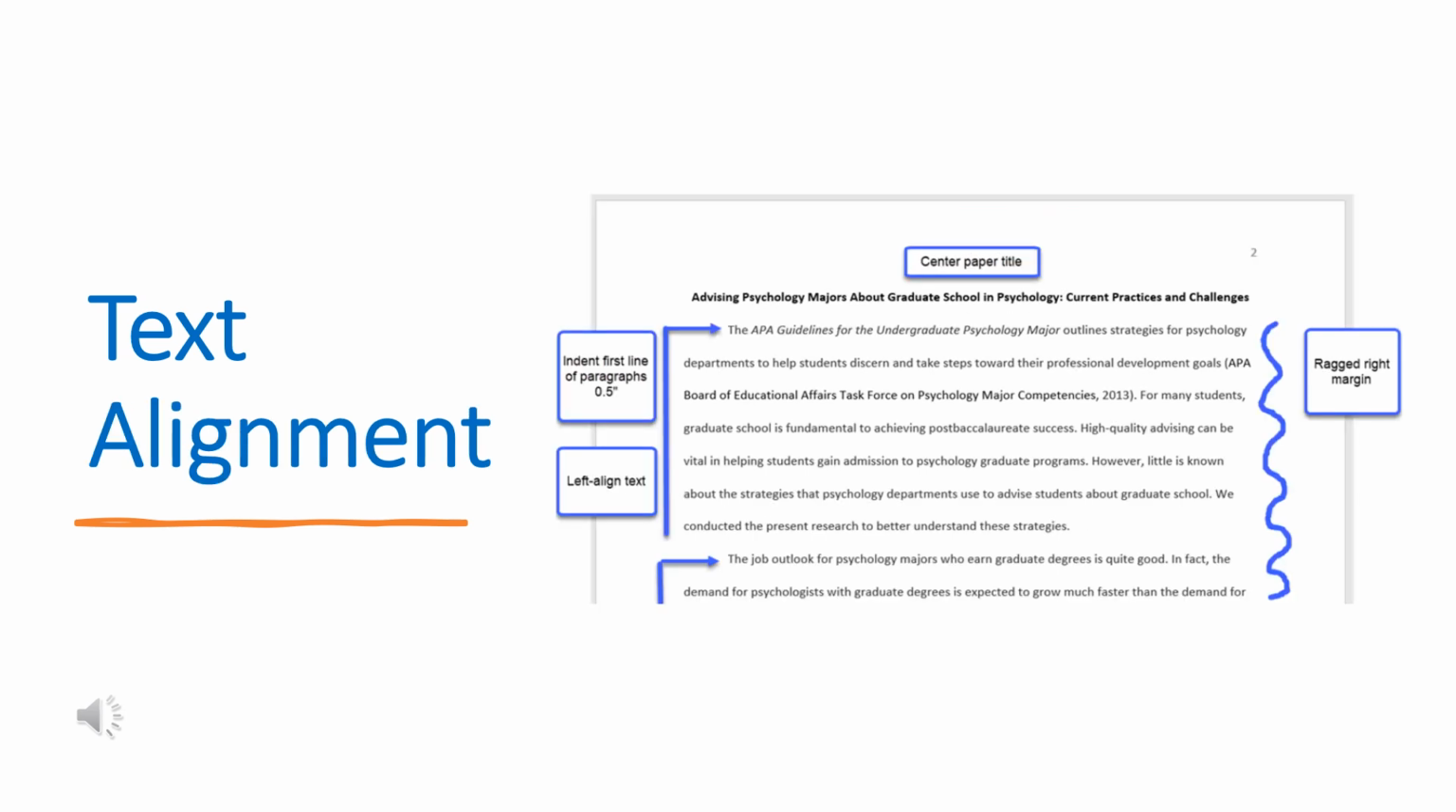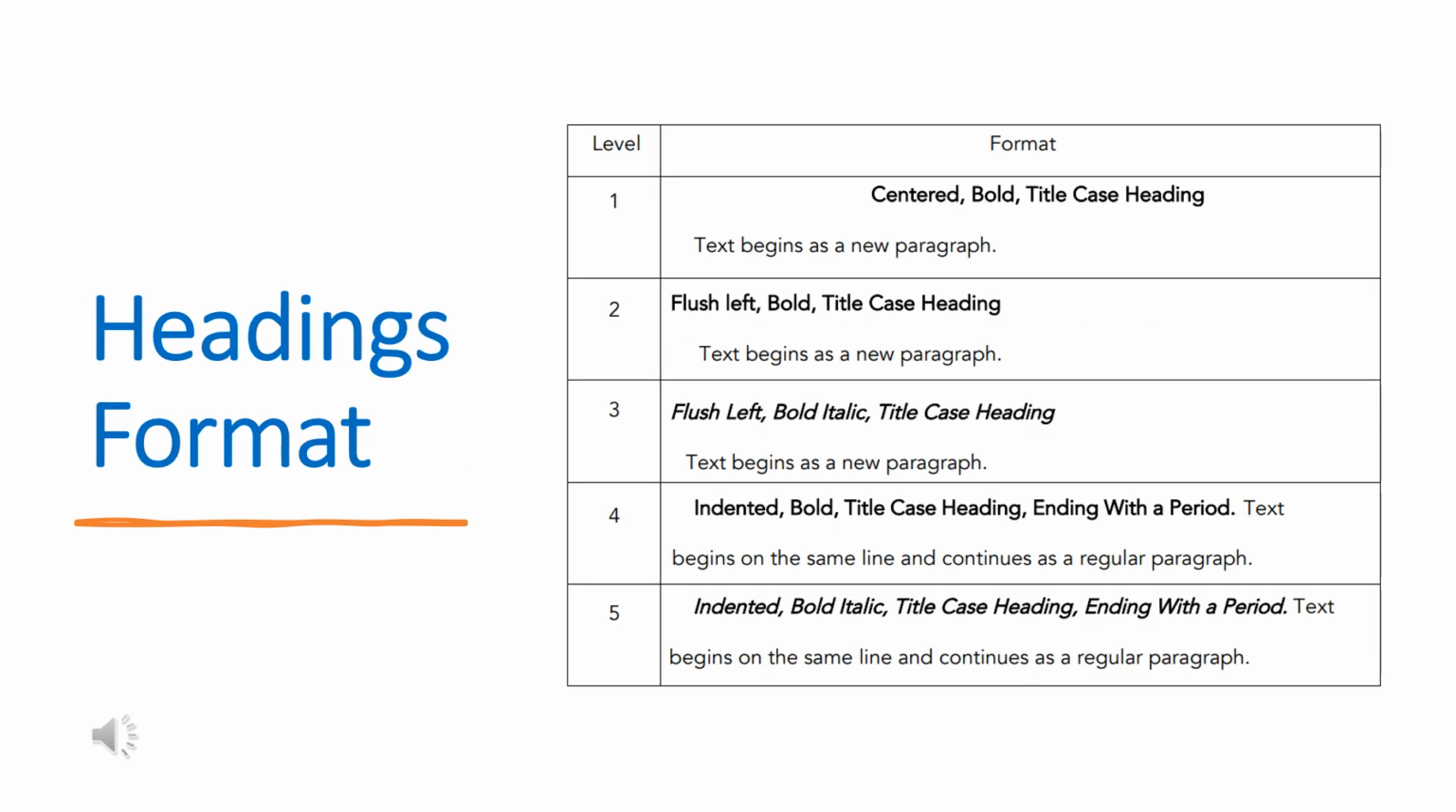This slide shows the text line spacing, which should be double-spaced in all text, including headings, paragraphs of text, and block quotes. This slide shows the APA heading formats. A heading should be used in the body of your paper to denote the sections or questions in your assignment. You would use the same font throughout the paper, including the headings.